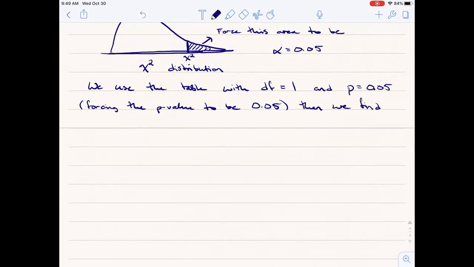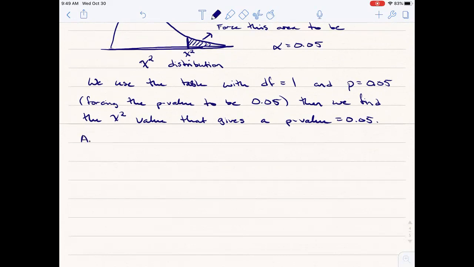Then we find the chi-squared value that gives a p-value equal to 0.05. Okay. Any chi-squared that we've calculated that's beyond that point, so larger than that critical value, we're going to reject the null hypothesis. Because it's the same idea. After this point, the p-value is going to be less than 0.05. Oh, we're past that point, so my p-value is less than 0.05. Right? So it's the same idea, just a little bit different.